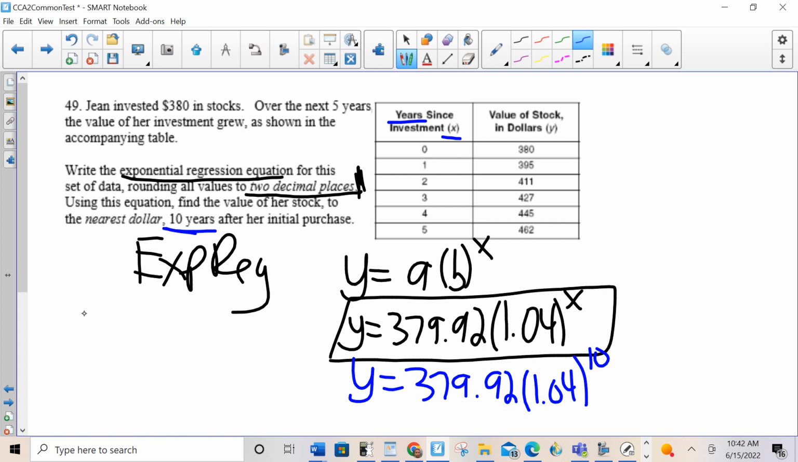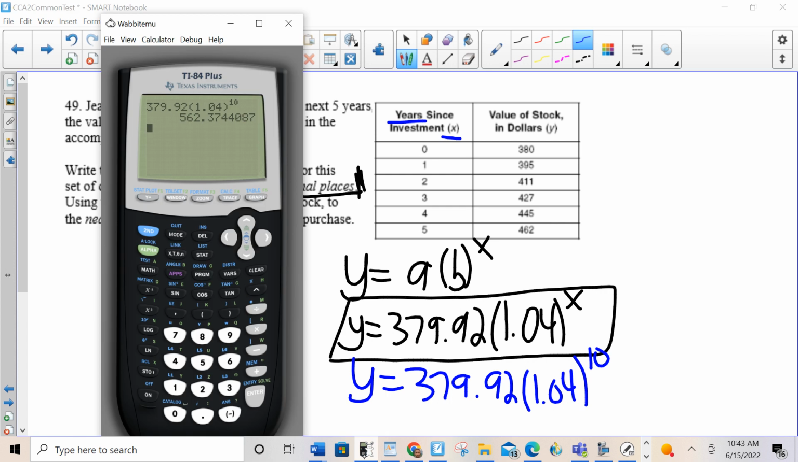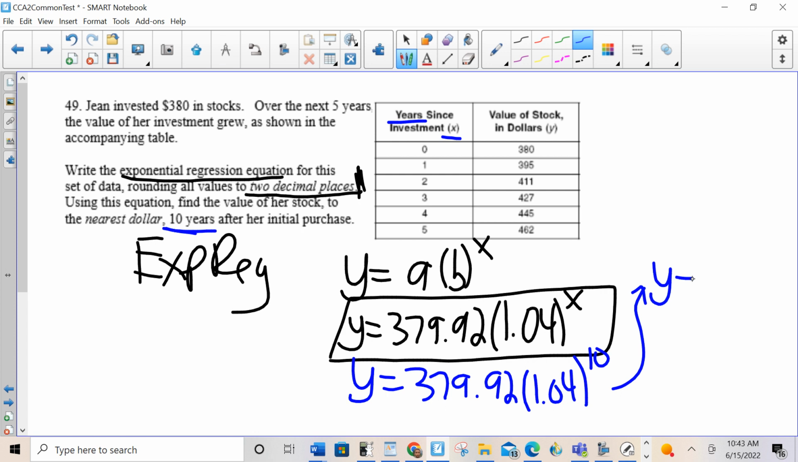So, be very careful. It says to the nearest dollar. The first question said to two decimal places. The second question says to the nearest dollar, which is zero decimal places, which is 562. So, read and round very carefully. The different parts of the question will tell you to round to different values. And if it did give you y instead of x, you'd have to use y1, y2 intersect to solve the equation, or you'd have to do the algebra, which is coming up soon.